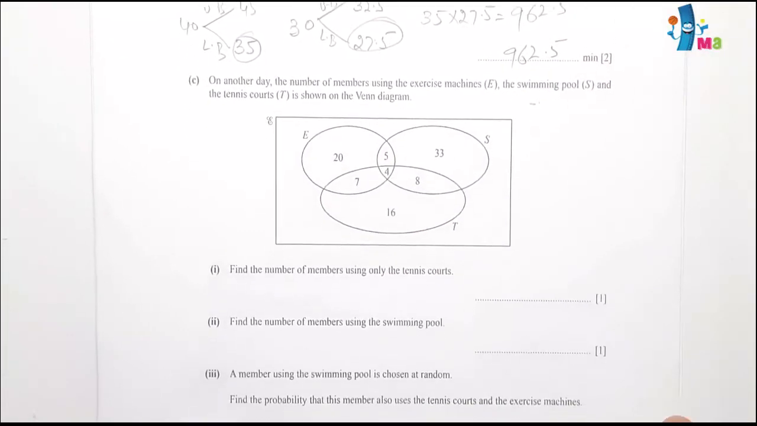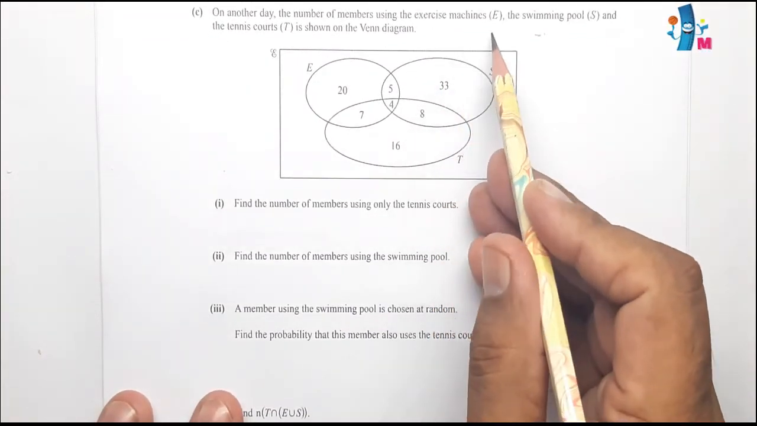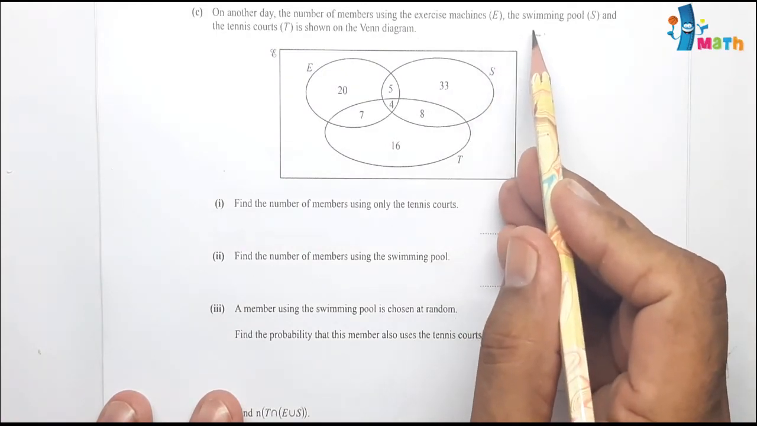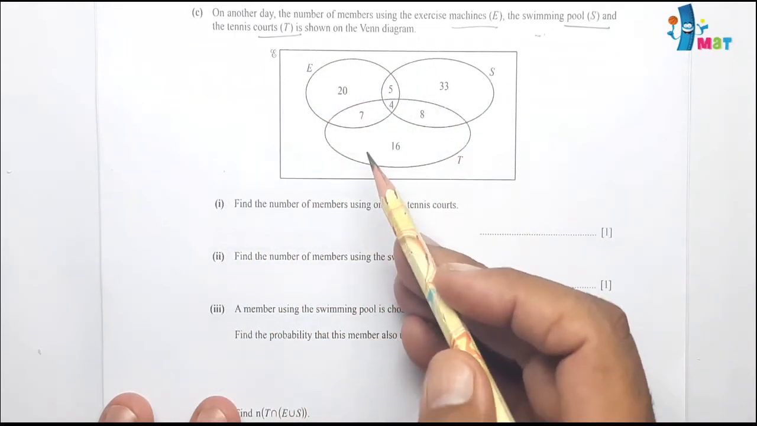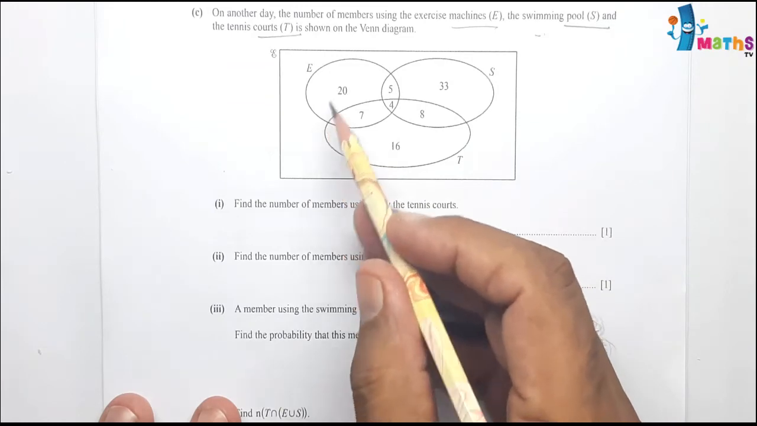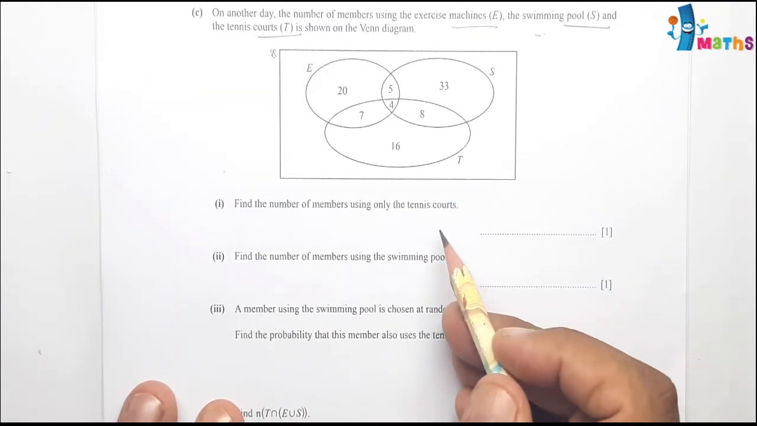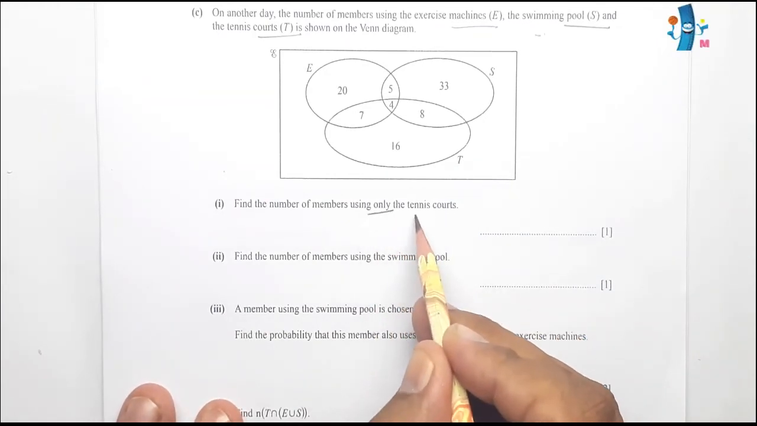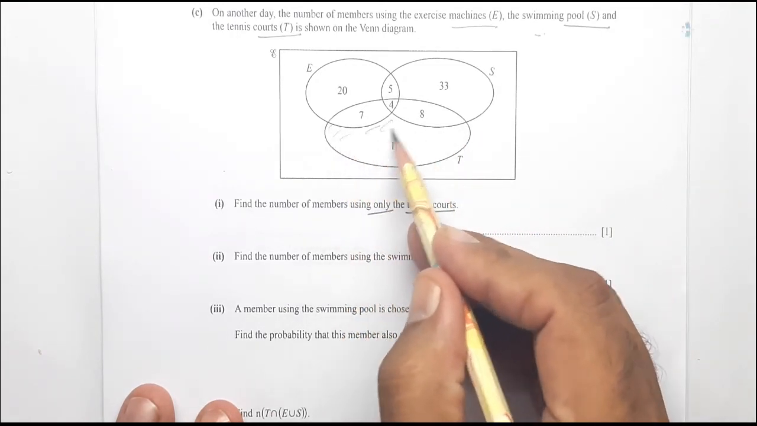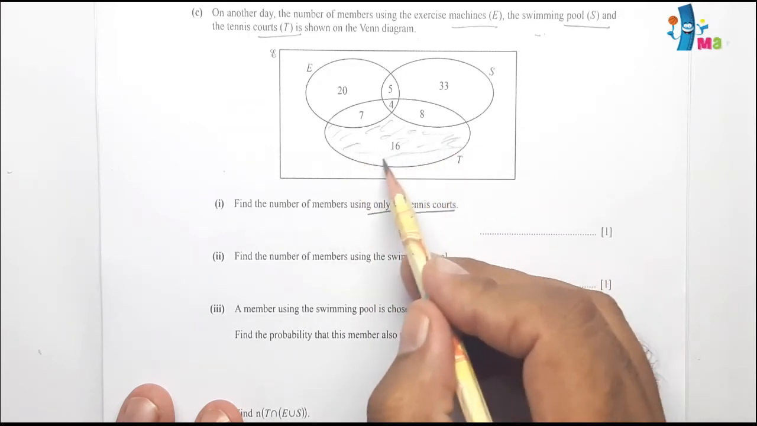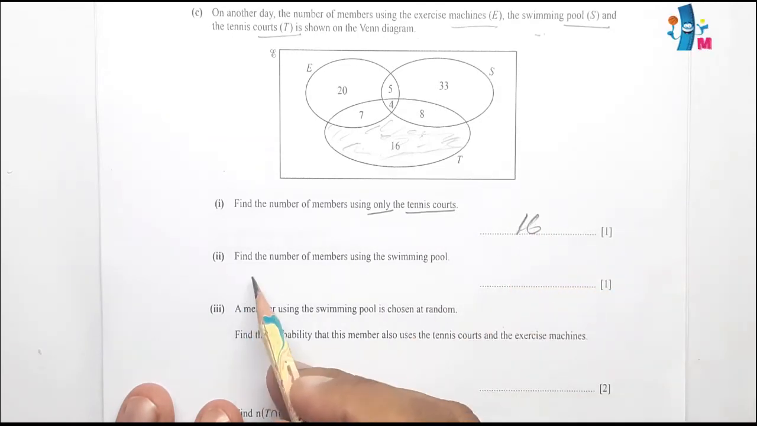C part: on another day the number of members using the exercise machine E, the swimming pool S and the tennis court T is shown in the Venn diagram. So this is the Venn diagram given, with the E, S and T numbers. Part 1, find the number of members using only the tennis court. So only the tennis court area will be this one, which is 16, so we can write here 16.